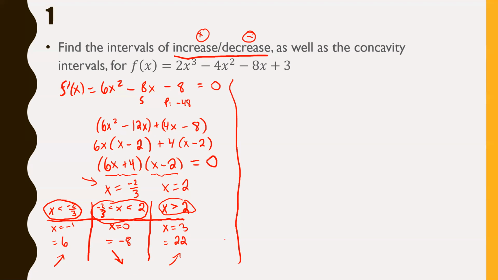Now, we have to find the concavity intervals. Concavity, however, is not found by the first derivative. Concavity, which tells you whether it's concave up or concave down, comes out of the second derivative because it's a change in your rate of change. The second derivative of this function, f double prime, is going to equal the derivative of this guy over here. So it's going to be 12x minus 8.